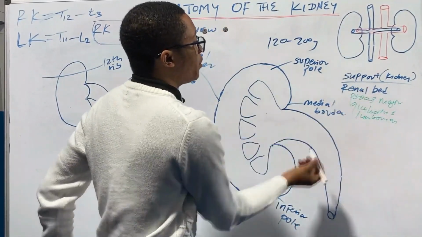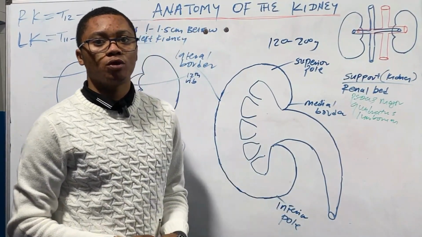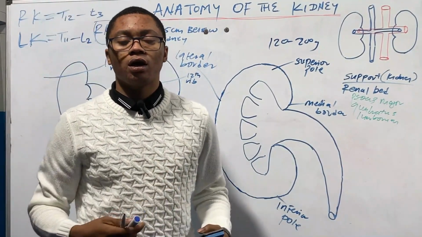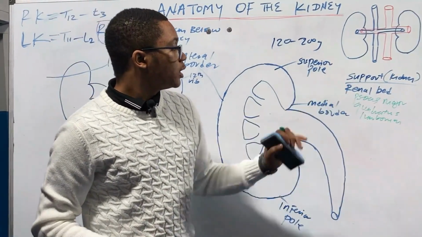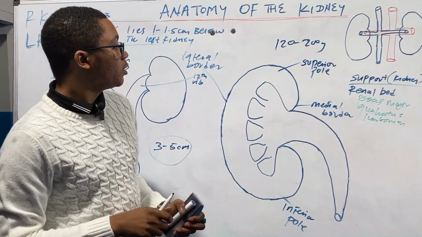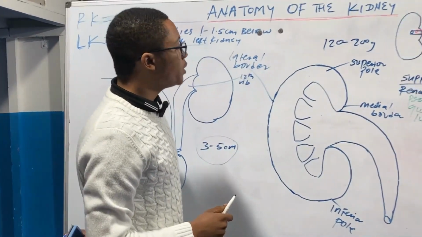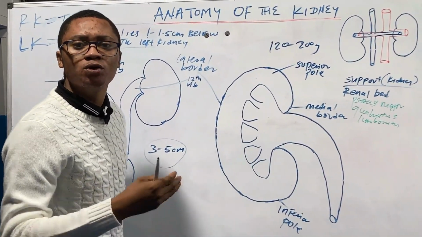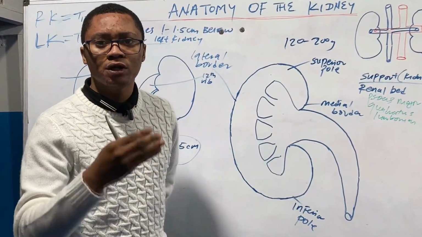Alright, so the renal bed consists of the psoas major and the quadratus lumborum laterally and the psoas major medially. Now let's talk about a very important structure of the kidney, which is called the renal capsule. The renal capsule is also a supporting structure of the kidney.